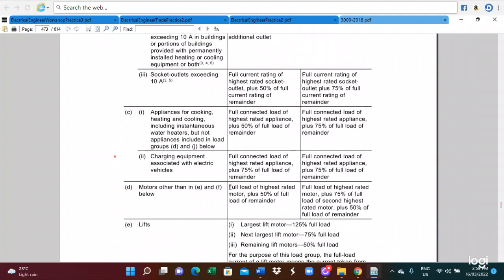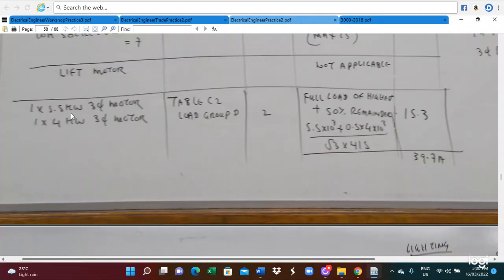So residential is load group D. The rule is the full load of the highest rated motor plus 50% of the full load of the remainder. Therefore, in this case there are 2 motors. One motor is 2.5 kilowatt, another is 4 kilowatt. So the 4 kilowatt is the highest one, so you take the full load of the 4 kilowatt, and 50% of the remainder, which is 3.5 kilowatt, that we have to substitute.